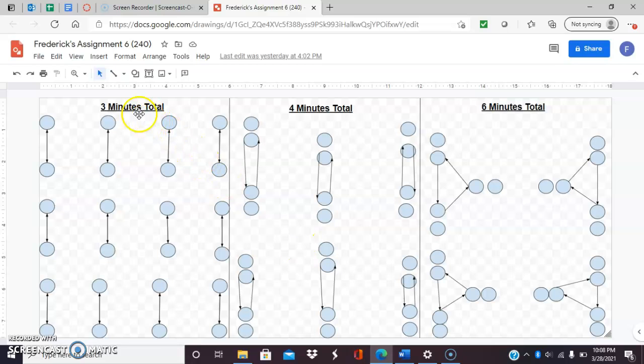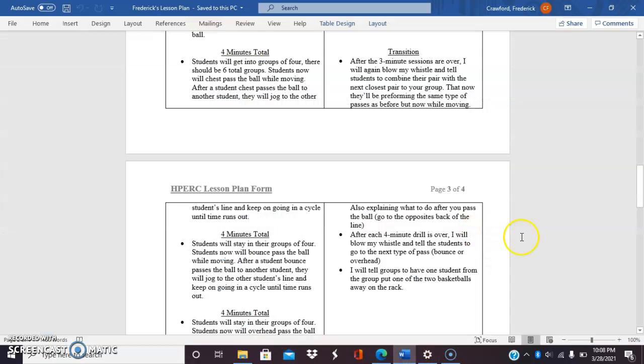I also forgot, so this is the example I have. For the 3 minute total, with the partners, it's pretty basic, just back and forth. For the 4 minute, they're going to combine with the groups next to each other. So for example, this person right here bounces the ball, jogs back to the other line here, just keeps on passing, and just keeps on going in a rotation.